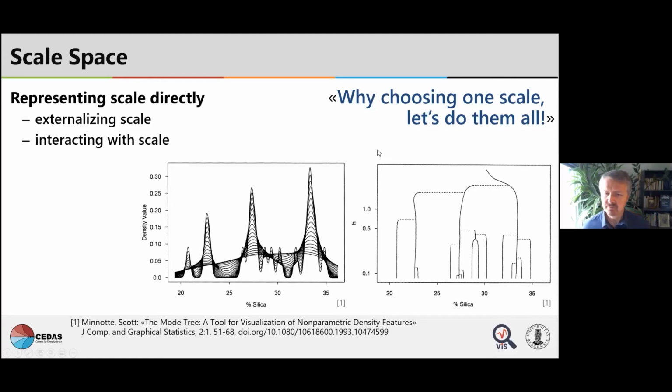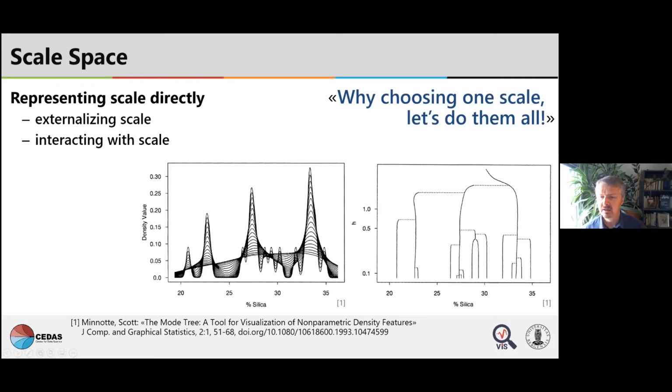And here I've just shown you two pictures from a paper that is very dear to me. It's quite old already, but it's a big inspiration. We have done lots of work on the basis of it ever since. The mode tree, which shows us that if you have data, you can reconstruct it at different scales, for example, by kernel density estimation. And depending on which scale you're choosing, you get either something very smooth without details, or you get something with a lot of details.